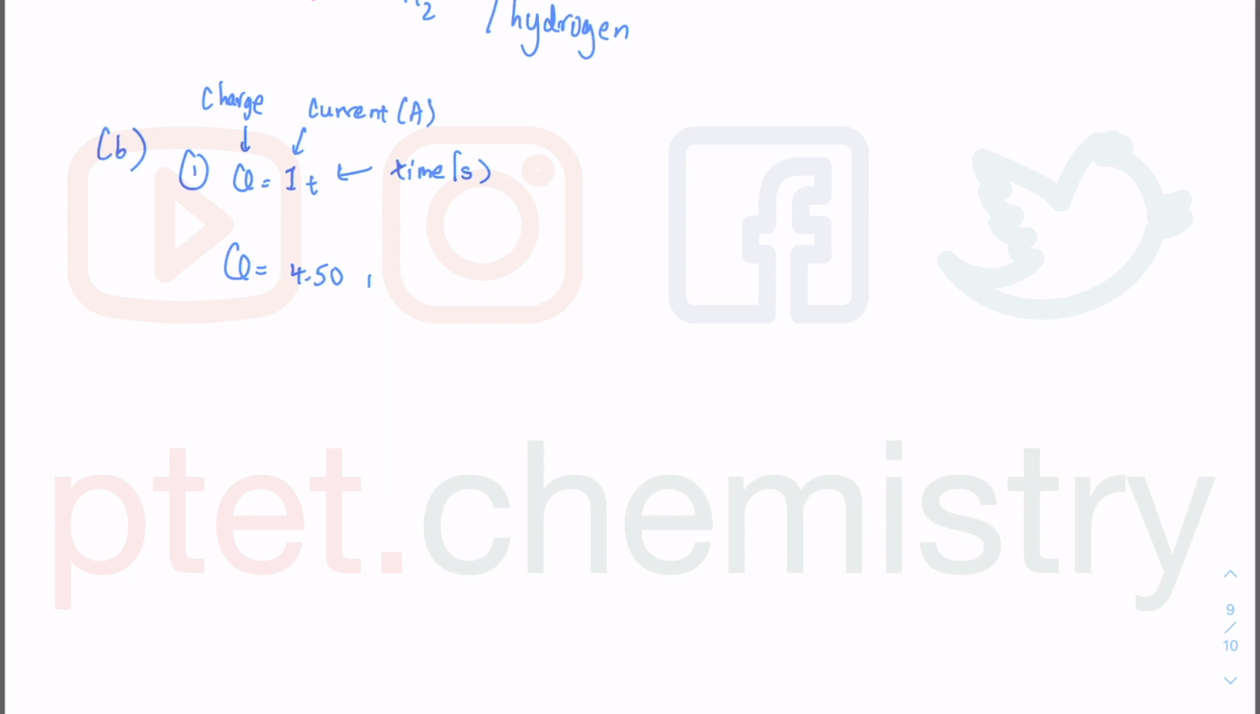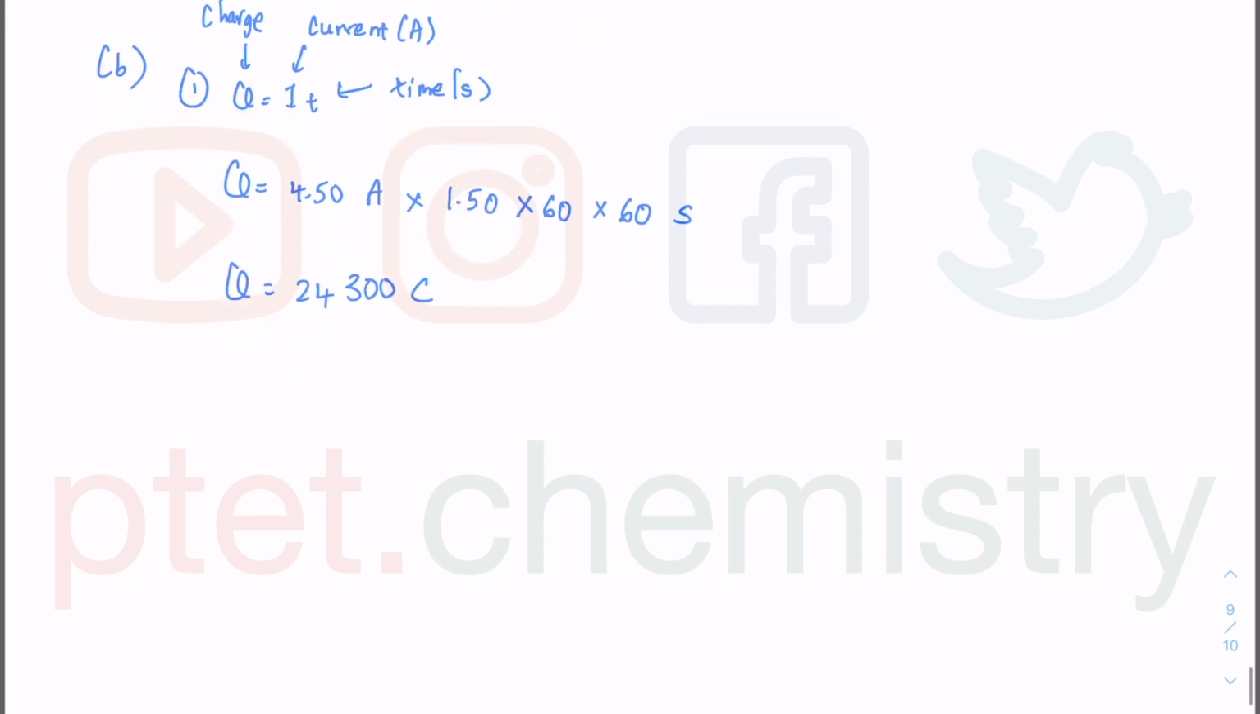So 4.50 ampere times 1.50 hours. Hours times 60 gives you minutes, times another 60 gives you seconds. So altogether it's times 3,600 to convert hours to seconds. Put it into your calculator, and I get 24,300 coulomb.